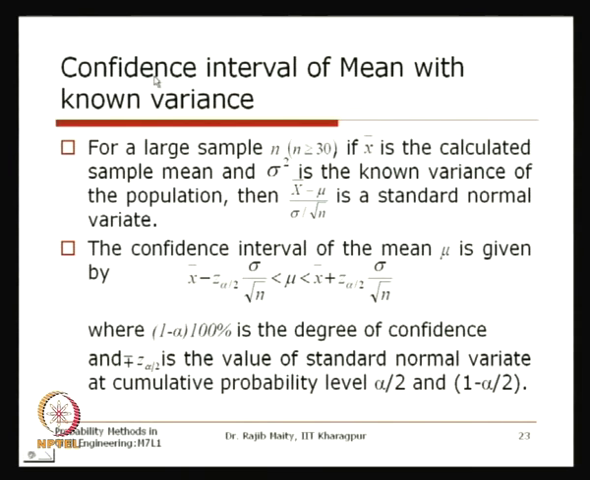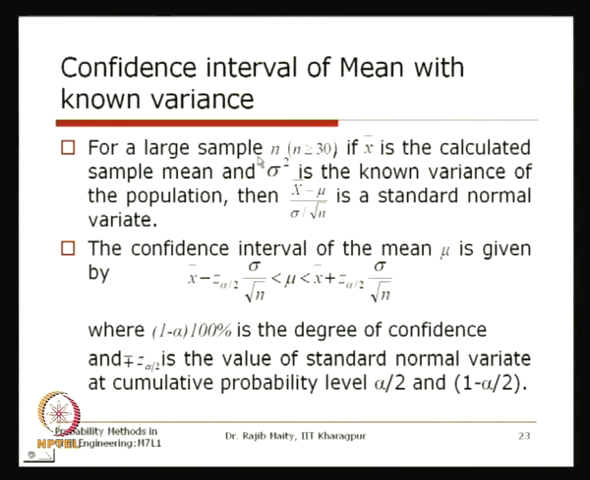Well, so the confidence interval of the mean with known variance. Whatever estimator we have seen for the mean, as we are taking it from the sample, it will also have some sampling distribution. And suppose we somehow know the variance, known variance meaning we know the population variance. If we know that, then how can we get the confidence interval for the mean?